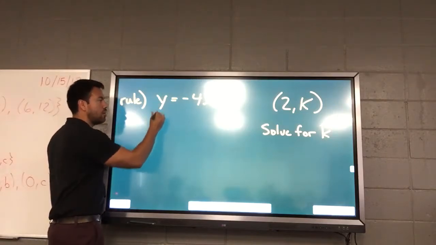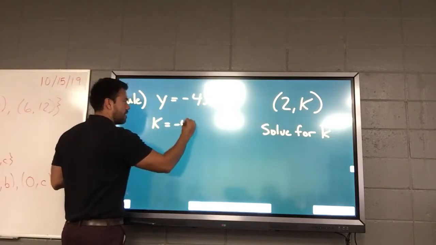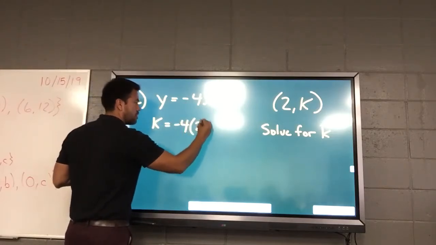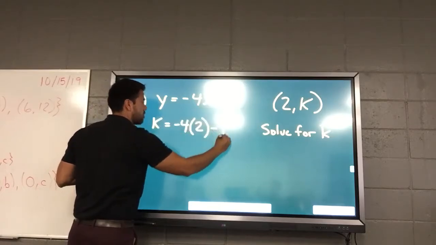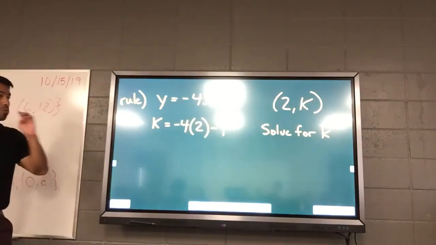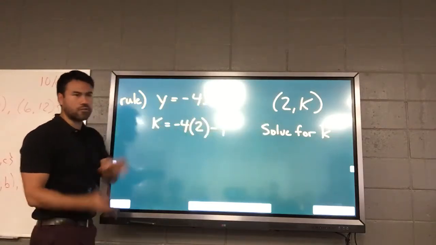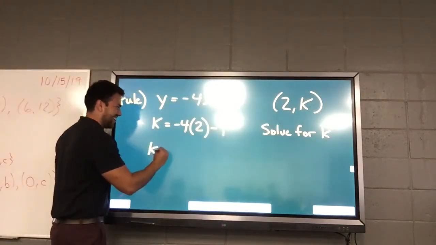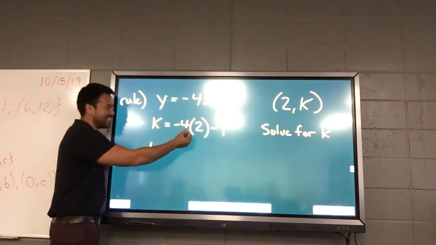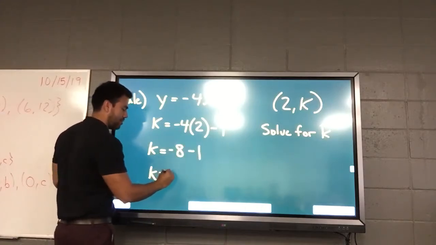What does y equal? K. It equals k. What does x equal? Sorry, x equals 2. They already told you what y equals and what x equals. I have to simplify and then solve for k. All right, what's -4 times 2? -8 minus 1. What does k equal?